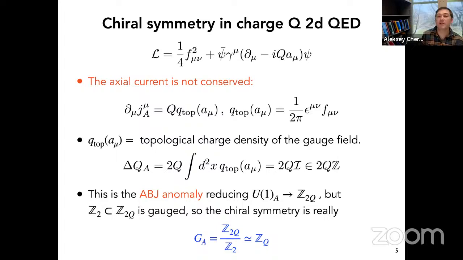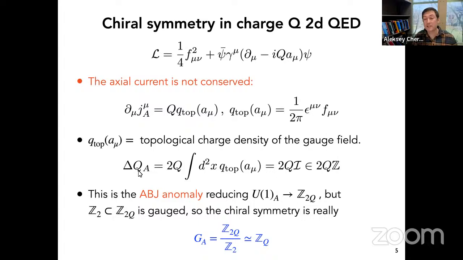So in particular, let's think about chiral symmetry in 2D QED with a Dirac fermion with charge Q, where the gauge field is dynamical. So then here's the Lagrangian. And we've turned on a gauge field that couples to the vector current. And so the axial current here is not actually conserved if you just calculate it. What you get is the charge of the fermion times something which is basically the field strength of the U1 gauge field. And what you really are getting is the topological charge density of the U1 gauge field, in such a way that axial charge is not conserved in general, but it's conserved mod 2q, basically.